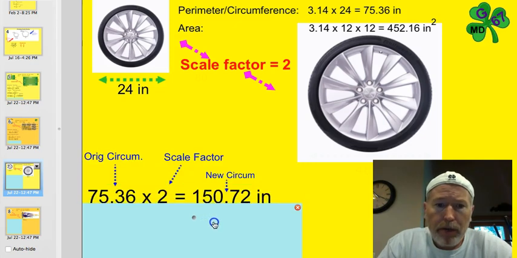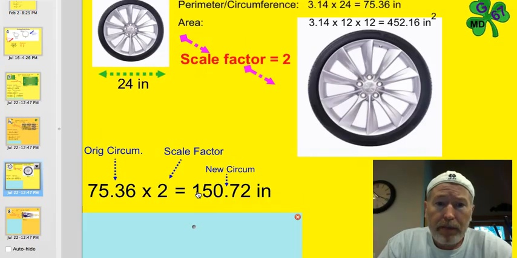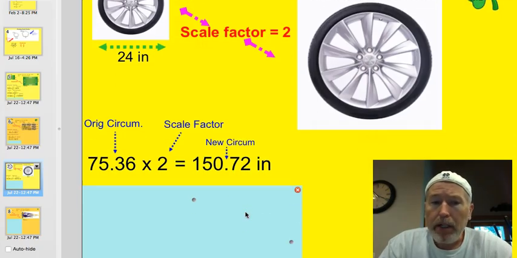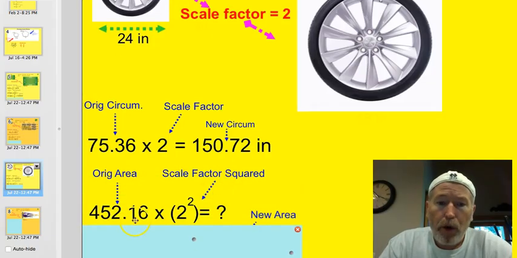So let's go ahead and do it. So the original circumference was 75.36. If we take that times the scale factor of 2, the new circumference would be 150.72 inches. All right, how about the area? We'll take the original area of 452.16. We're going to multiply that times the scale factor squared.